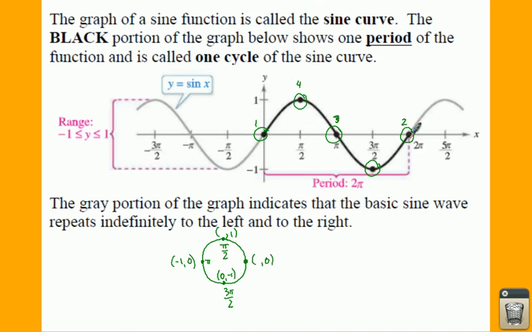If you wanted to repeat this, all you do is go from 2 pi over here to 4 pi. Put a dot. Halfway between 2 pi and 4 pi is 3 pi. Put a dot. 5 pi over 2, dot up here. Dot down here between 3 pi and 4 pi. And it just continues on and on.